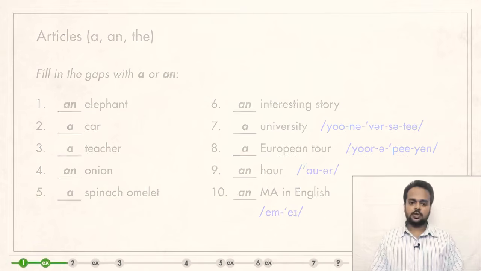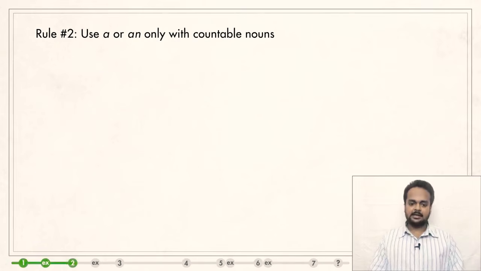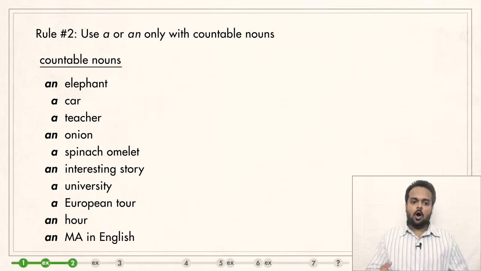Okay, let's move on to rule number 2. Use a and an only with singular countable nouns. We say that a noun is countable if we can count it, 1, 2, 3, 4, etc. All of these words on the screen are countable. We can say 1 elephant, 3 cars, 10 teachers, 500 onions, and so on.